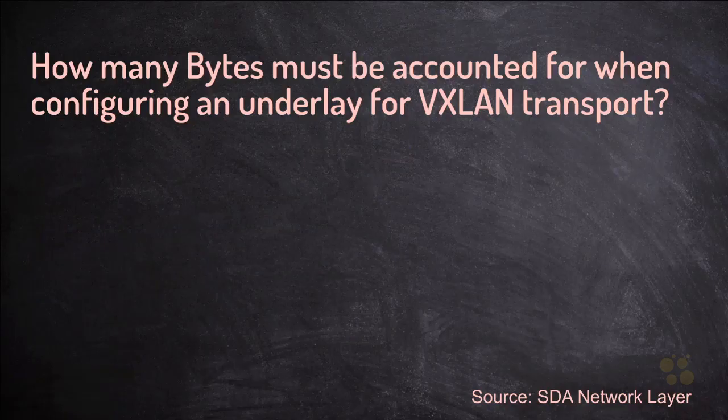Question number 4. How many bytes must be accounted for when configuring an underlay for VXLAN transport? Well, either you know it or you don't, and the answer here is 50 bytes. So we need to increase the MTU on all of our underlay devices by 50.